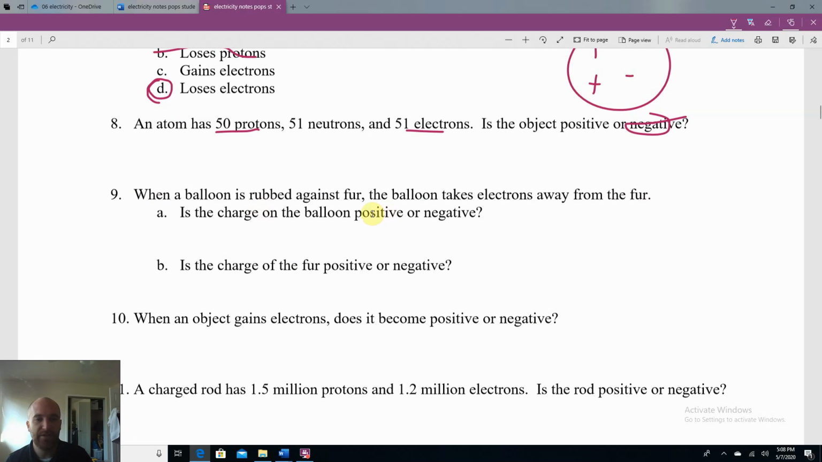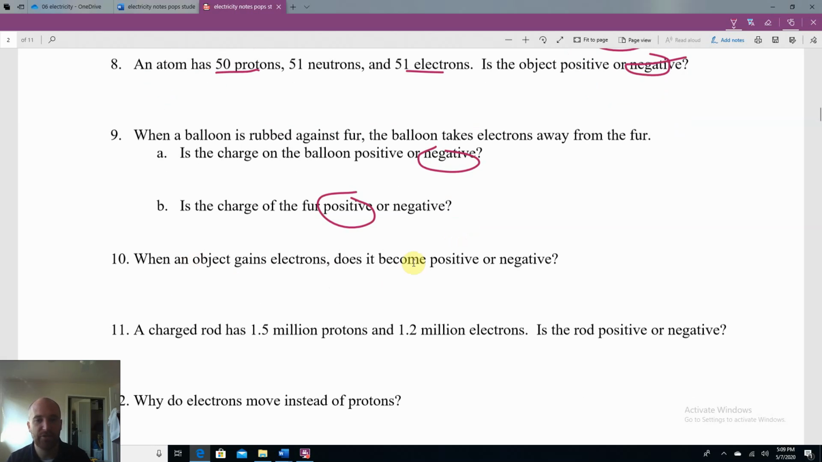When a balloon is rubbed against fur, this sounds random, but we would have done a lab involving this in class if we were in class. The balloon takes the electrons away from the fur. Is the charge on the balloon positive or negative? Well, the balloon took the electrons, and if you gain electrons, you gain negative things and become negative. Now the fur lost electrons, it lost negative, and if you lose negative, you become positive.